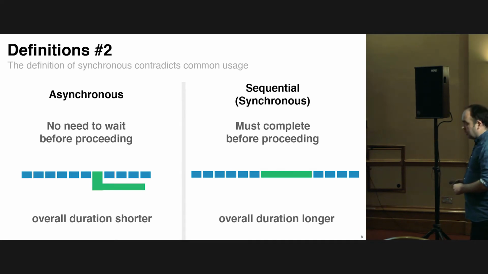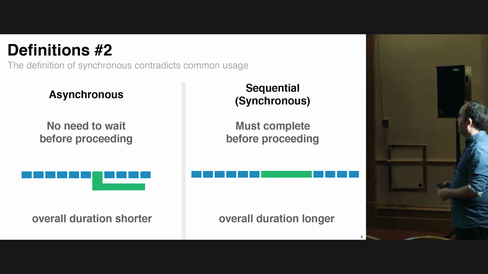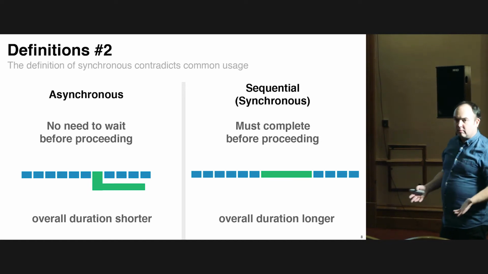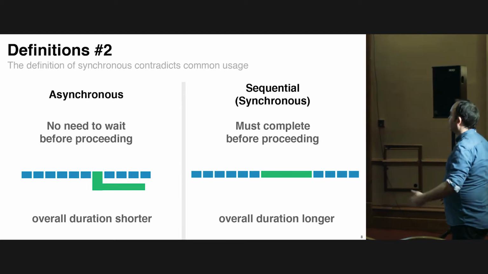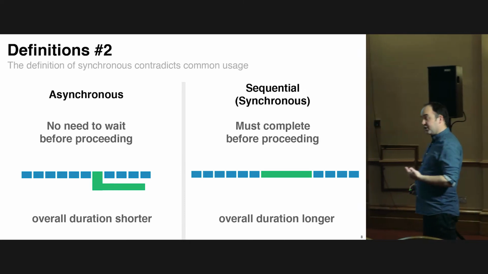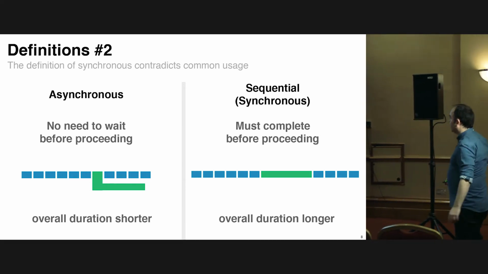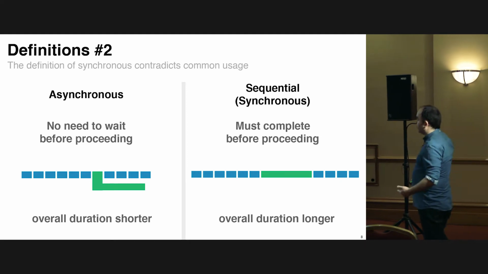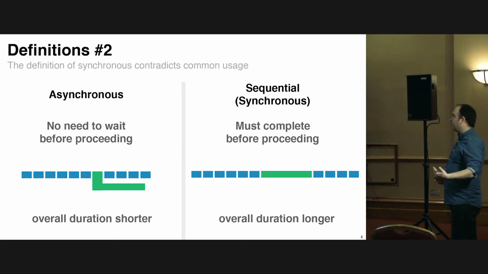Some other words which, I think it's important to nail down what they mean. Asynchronous. In this context, what we mean is we don't need to wait before proceeding. We can initiate some piece of work, and we don't have to wait for it to complete before we can get on with the next thing in the sequential part of our program. And of course, this is great because it makes the overall duration of our program execution shorter. Compared with the default, which is sequential execution or synchronous execution, where each piece of work must complete before we proceed to the next one, and of course the overall duration is longer.